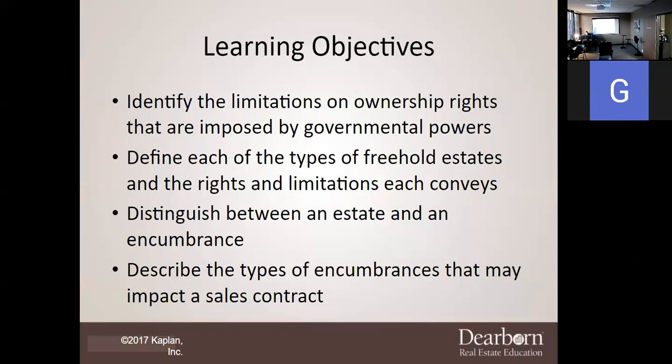Limitations. Our overall learning objectives for this evening are to identify the limitations on ownership rights that are imposed by governmental powers. We also will be defining each of the types of freehold estates and the rights and limitations of each conveyance. And we will also distinguish between an estate and an encumbrance. And further, we will describe the types of encumbrances that may impact a sales contract.